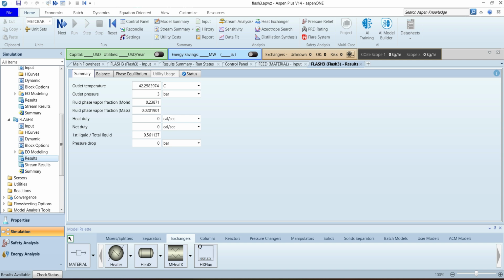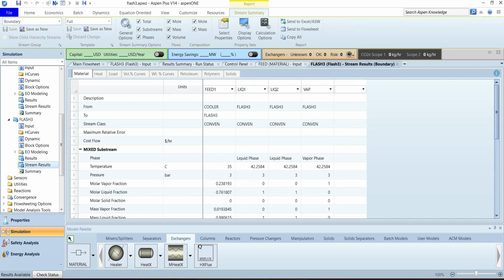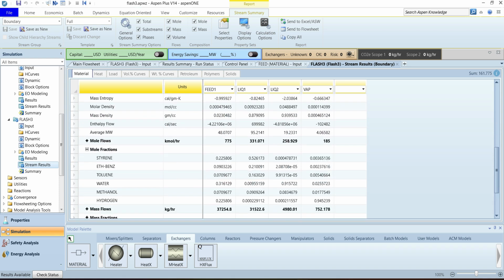So the outlet temperature of the Flash3 block is 42. Since we have defined an adiabatic process, because of the evaporation or flashing and also the involvement of the heat of mixing, the temperature has gone up from 35 degrees Celsius to 42.2 degrees Celsius. Again, we can have a look at the fluid phases. So out of total liquid, 56.1% is the first liquid. Let's have a look at the compositions. So the temperature of all the leaving streams is 42.25 degrees Celsius. Let's have a look at the mole fractions.